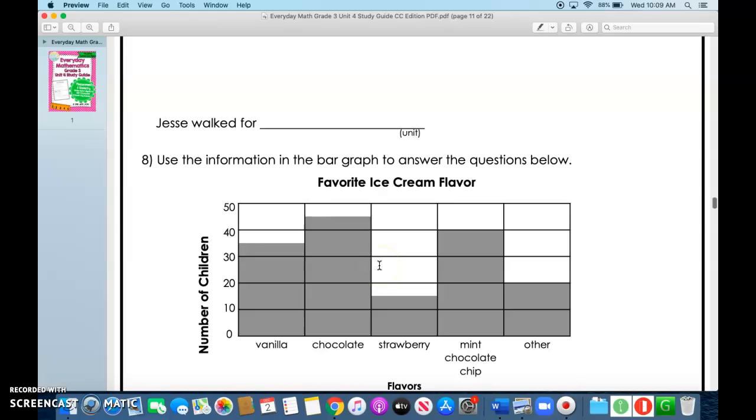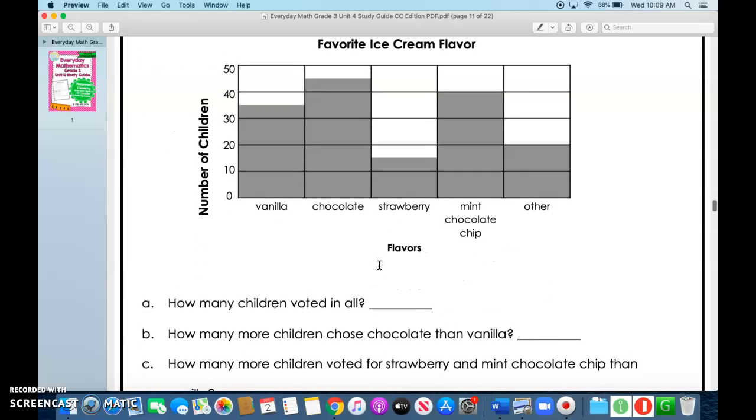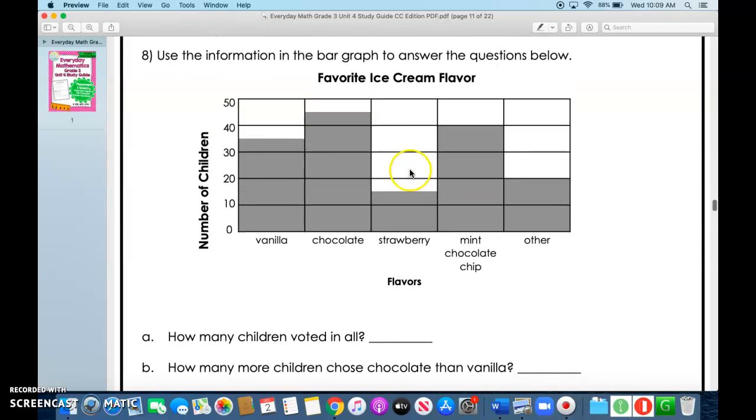Then number 8, you are looking at a bar graph. You are answering these questions about this bar graph. Number of children, favorite ice cream flavor. Remember, when it's halfway between 40 and 50, there's no number here. So you are looking and saying, oh, halfway between 40 and 50 would be 45. So remember, that would be 45.